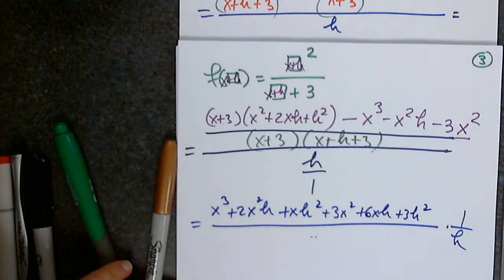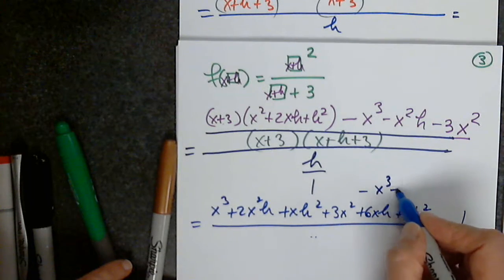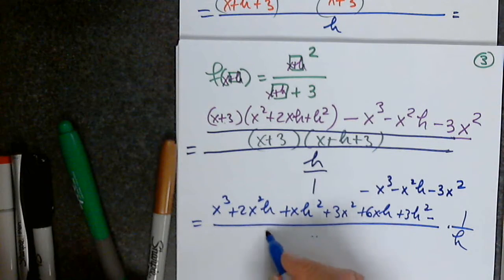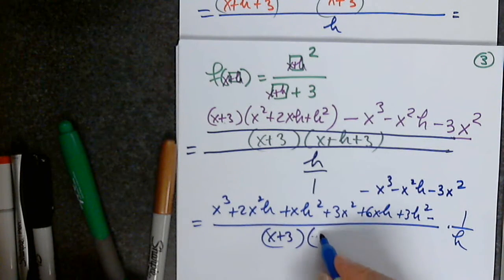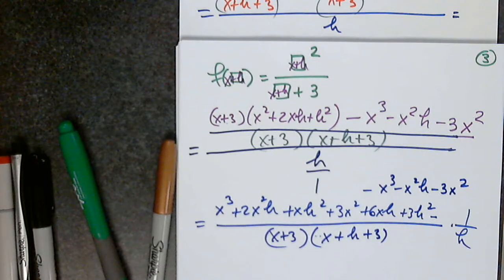And now, of course, I ran out of room. I always do. I'm going to copy the rest up here. Minus x cubed minus x squared h minus 3x squared. And the denominator has to be copied. It doesn't go away. Good. So now what do I do? Of course, I expect a lot of terms to go away. Definitely all of those which do not have h.